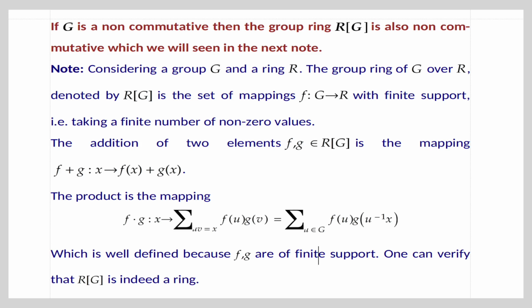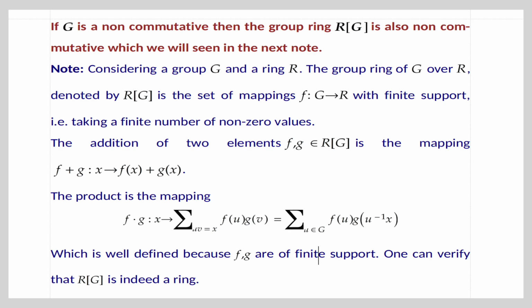Considering a group G and a ring R. The group ring of G over R, denoted by R of G, is the set of mappings f from G to R with finite support, that is, taking a finite number of non-zero values. The addition of two elements f, g belonging to R of G is the mapping f plus g from x to f of x plus g of x.